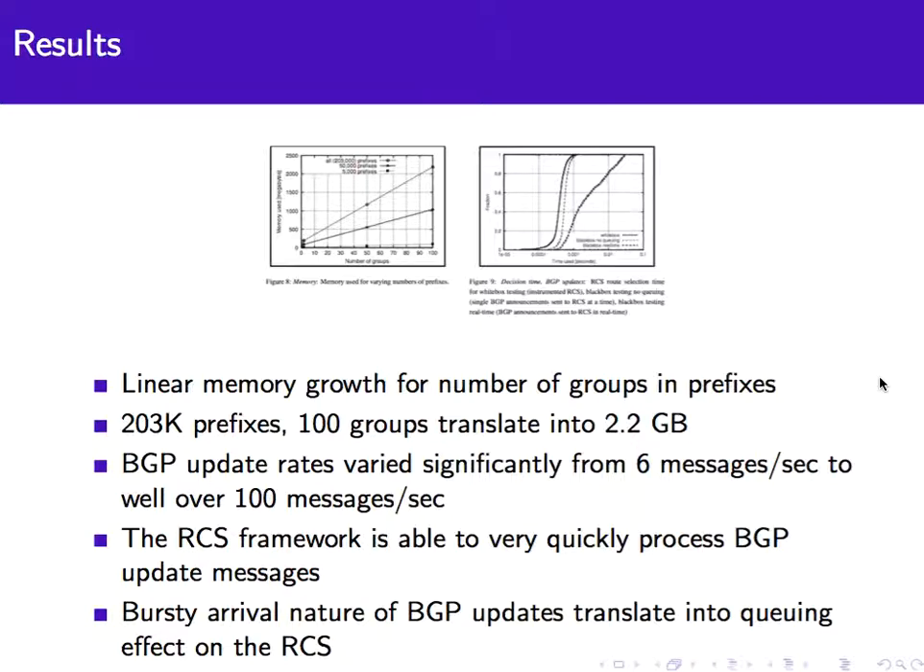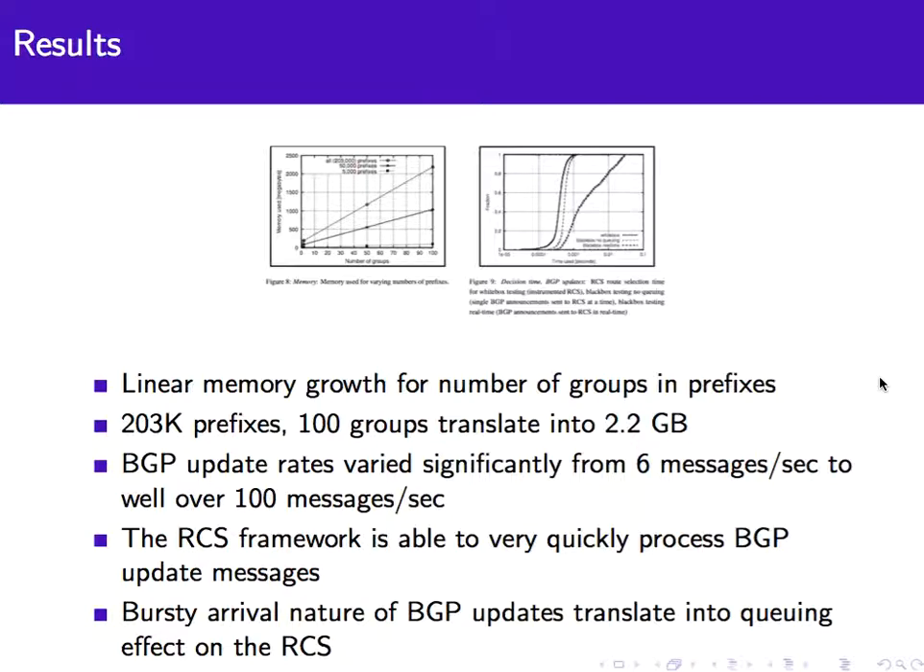And we could see that for 203,000 prefixes with 100 groups, that translates into roughly 2.2 gigabytes of RAM, which is fairly reasonable. And we can see that BGP update rates varied significantly, anywhere from 6 messages per second to well over 100 messages per second, and this was quite sporadic.